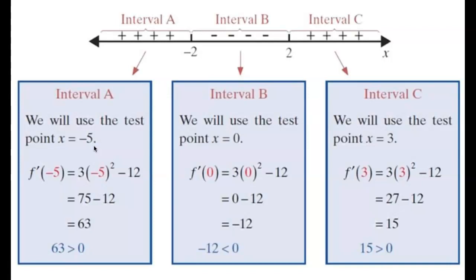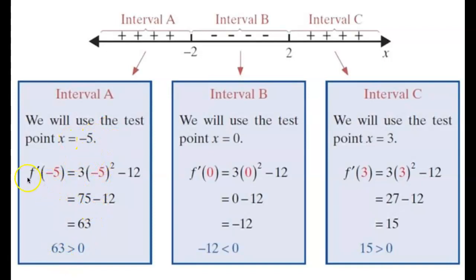Now, you're going to plug that test value into f prime, again, because you want to know whether the function is increasing or decreasing. And f prime, the derivative of the function, tells you the slope of the tangent line, okay? And if the slope of the tangent line is positive, that is, it's an uphill line, then the function's increasing there, which is what's happening here in interval A.